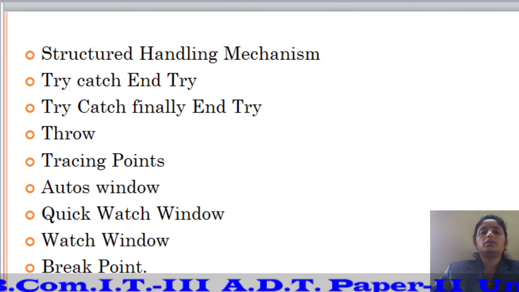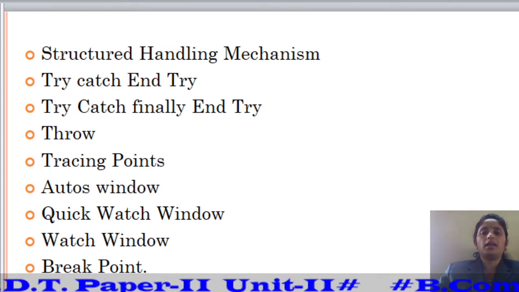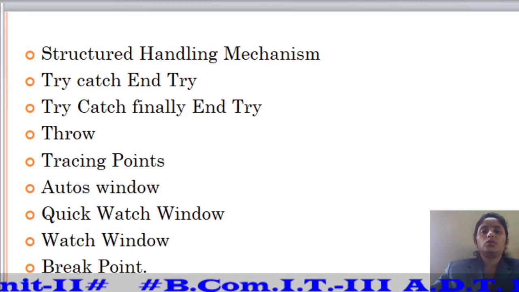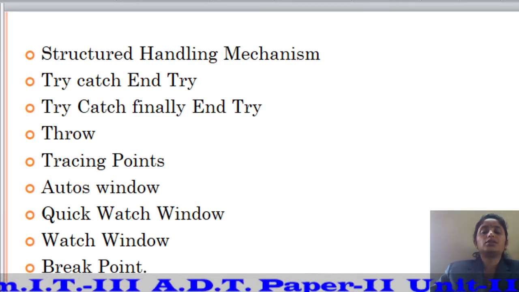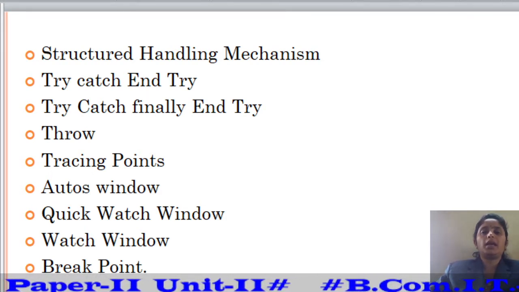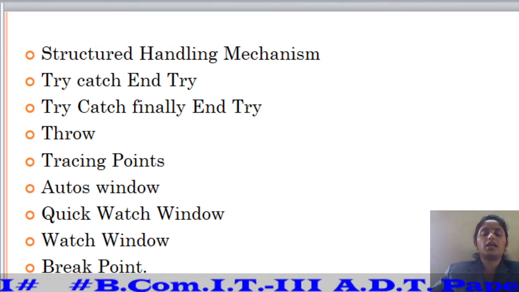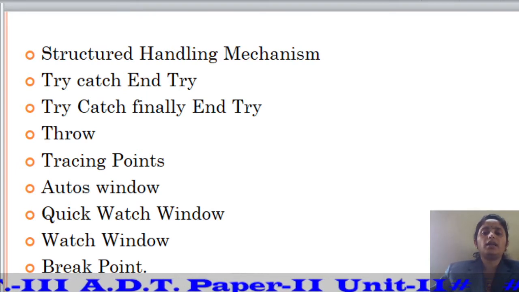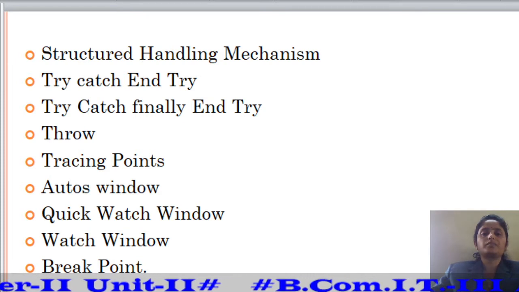The first is the structured exception handling mechanism. In exception handling, there are two methods. The first one is unstructured exception handling, and the second is the structured exception handling mechanism. In the structured exception handling mechanism, there are three ways. The first is the Try Catch End Try statement. The second is the Try Catch Finally End Try statement, and the third is the Throw statement.